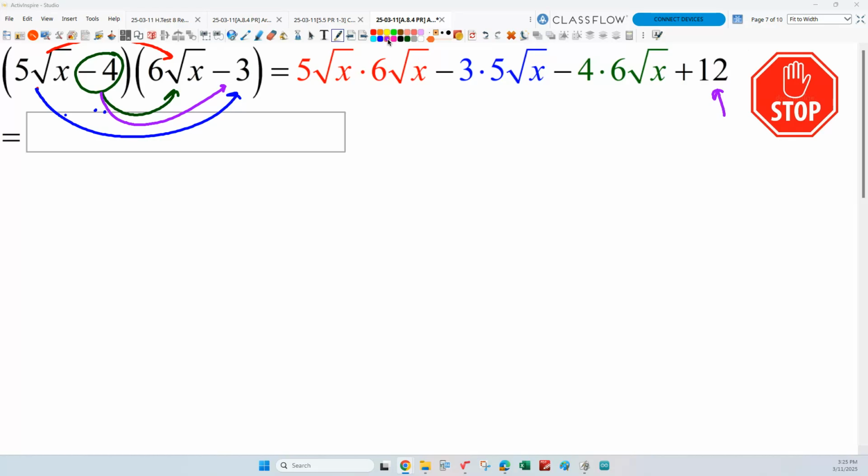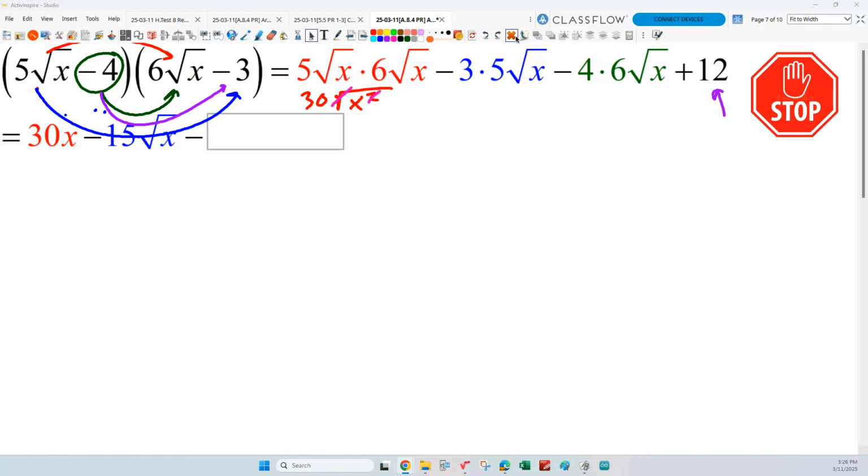Okay, now let's clean these up. What about the red one? What's the outside number going to be? 30, yeah. And then I'm going to get inside. So all this stuff is going to give me 30 times the square root of x squared, but the square root of x squared, you guys already told me, they cancel, right? I just get an x. Okay, so there's my first term. What about the blue term? What's that going to be? Yeah, just negative 15x. I multiply the outside numbers together, I'm stuck with an x inside.